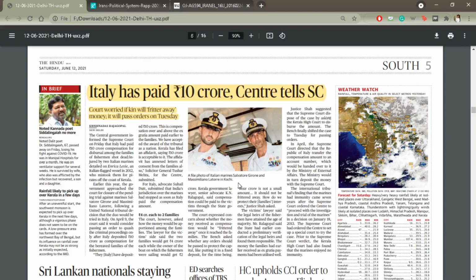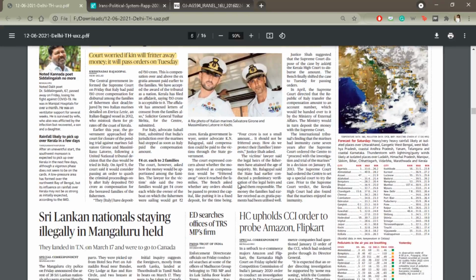Then a request was made by the Italian government that please let us take action against them and we will provide compensation to those who have suffered because of this incident. In terms of that, this is what was decided. Now the Indian government loses jurisdiction to prosecute the Italian Marines, who will now be prosecuted in Italy.